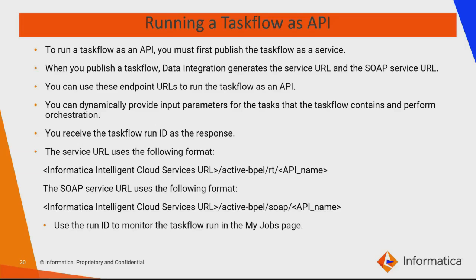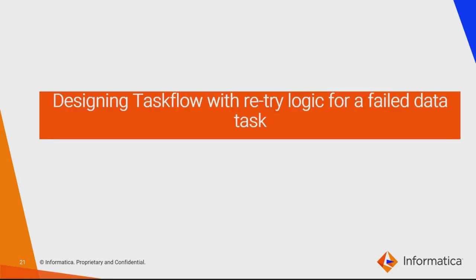You can use this run ID with another endpoint URL to know the status of the task flow. The service URL uses the following format: IICS URL followed by active-bpel, followed by rt, followed by the API name of the task flow. The SOAP service URL uses the following format: IICS service URL, active-bpel, followed by soap and then the API name. As we discussed earlier, one of the usual use cases is to run failed data integration tasks.